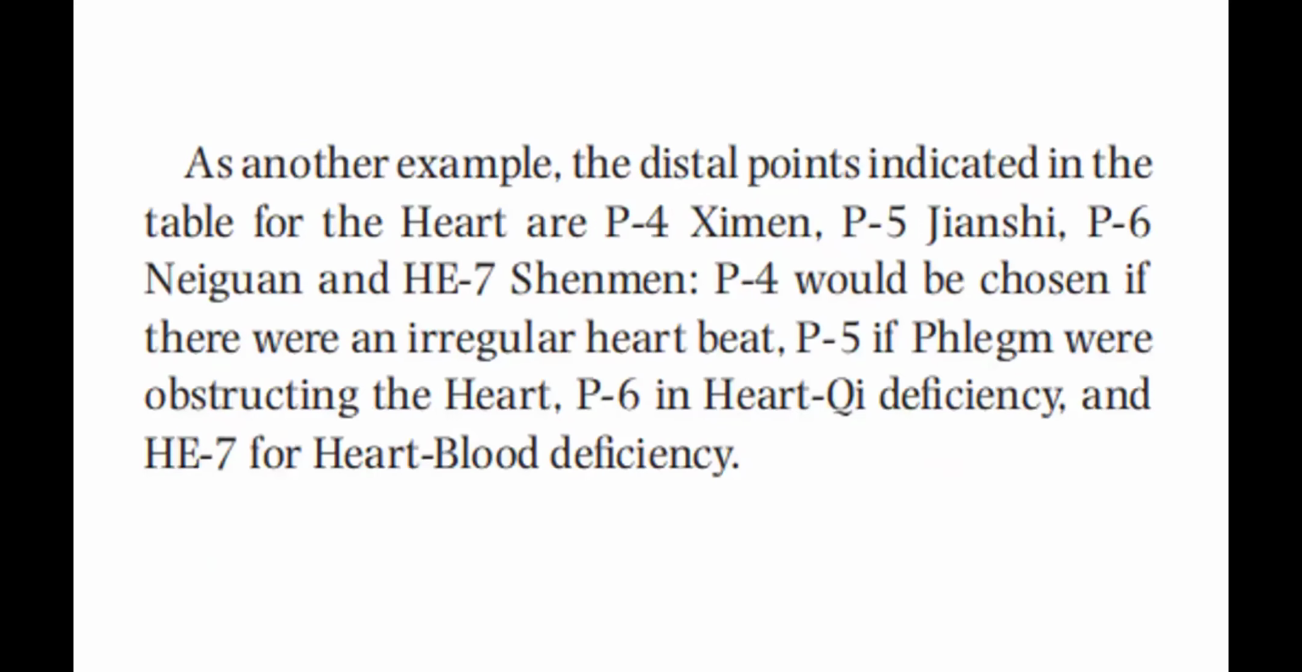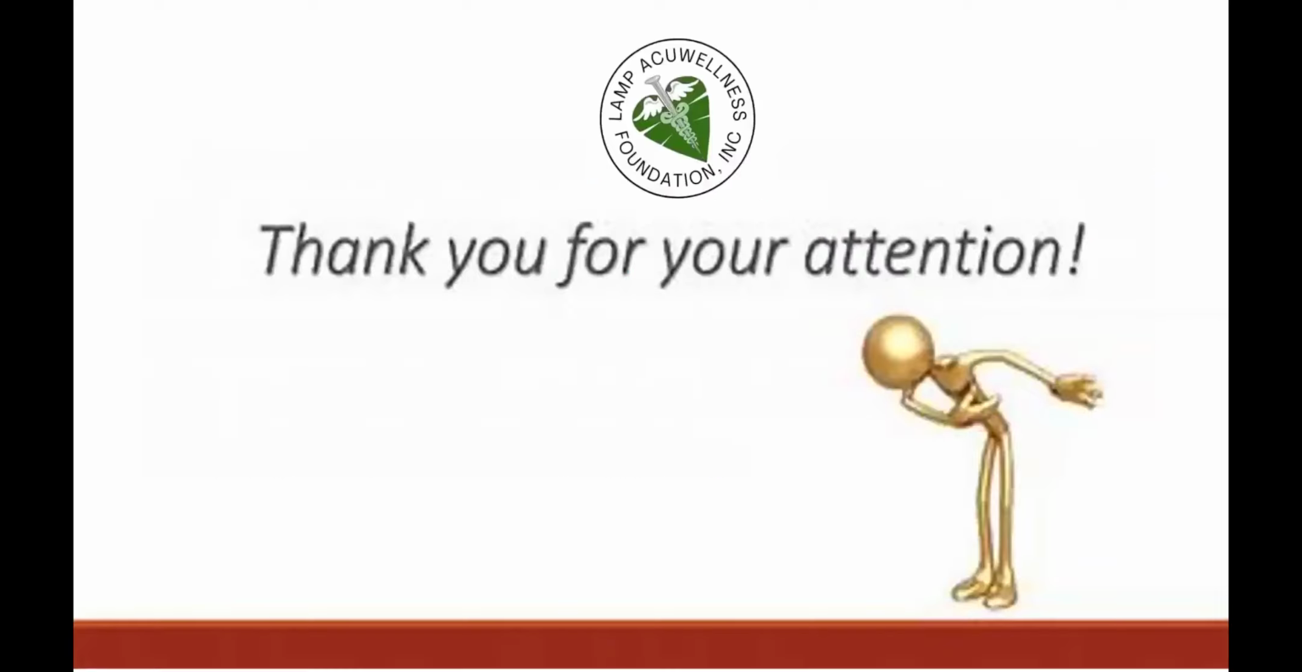As another example, the distal points indicated in the table for the heart are P4, P5, P6, and heart 7. P4 would be chosen if there were an irregular heartbeat, P5 if phlegm were obstructing the heart, P6 in heart deficiency, and heart 7 for heart blood deficiency.